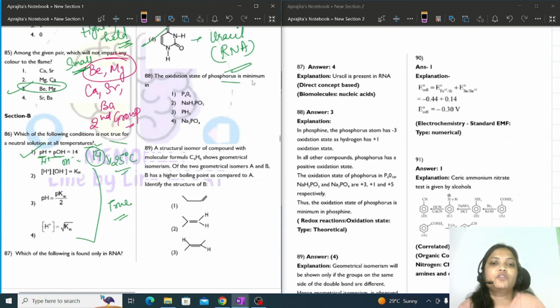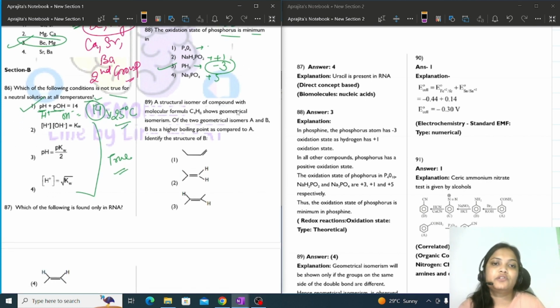The oxidation state of phosphorus is minimum in which compound? So we can find the oxidation state of phosphorus in all the compounds. In phosphine it's -3, because for hydrogen it's +1. Apart from that, in P4O10, we can find out the oxidation states, like for NaH2PO2 it will be +1, for Na3PO4 +5. So the lowest oxidation state would be in option number 3.